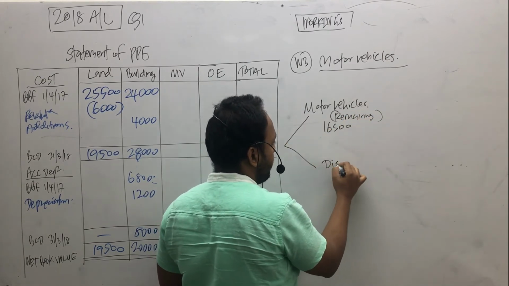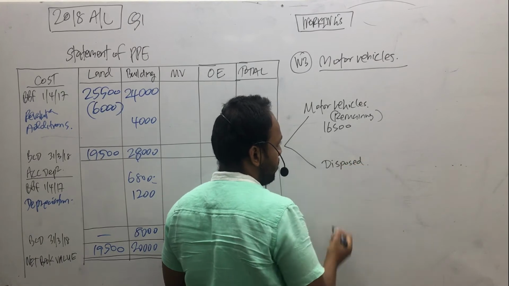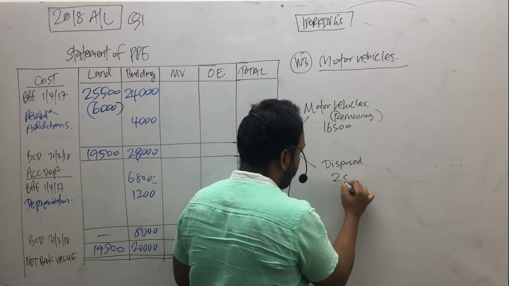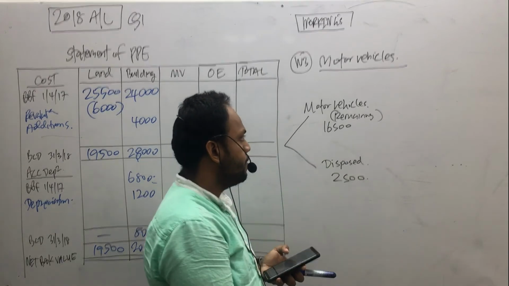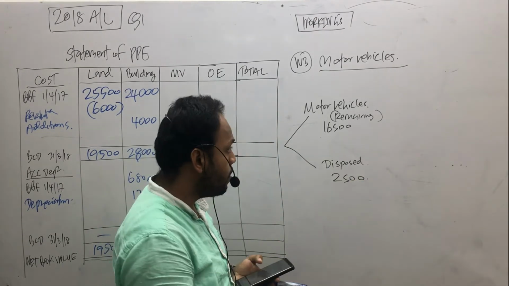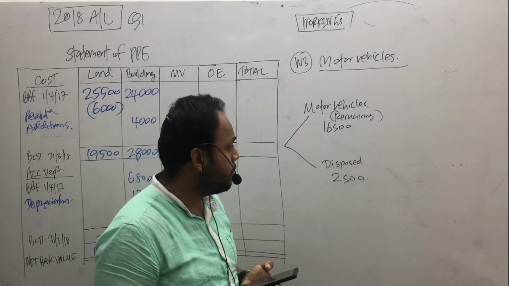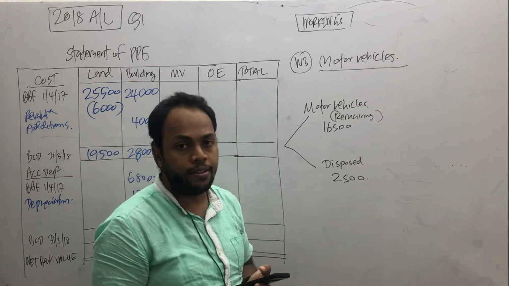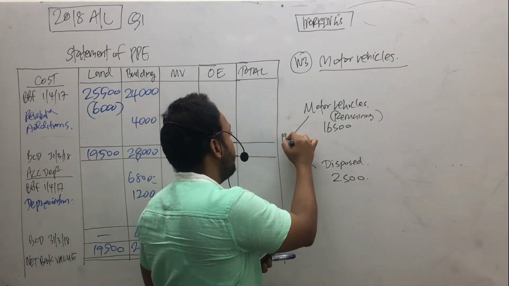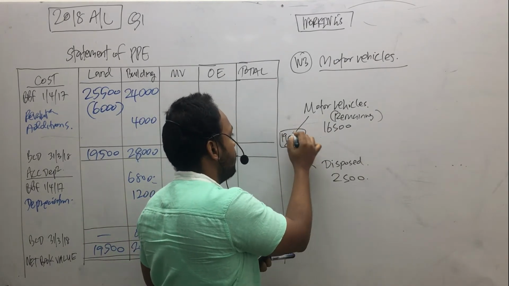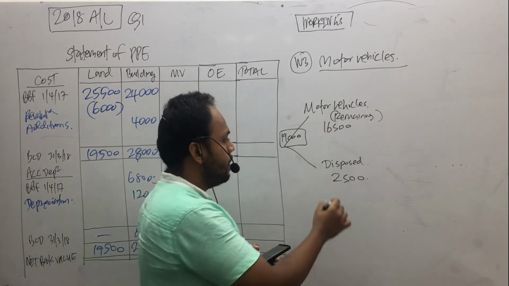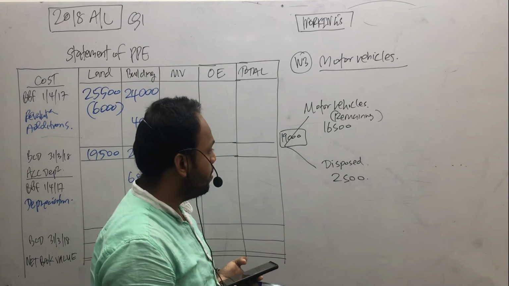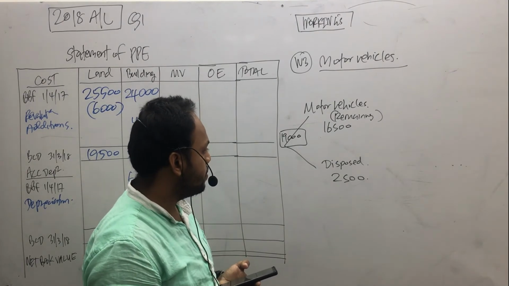And the disposed vehicle cost is 2,500. So total at the beginning of the year, this company had a total of 19,000. They had 19,000 worth of vehicles. Disposed 2,500, remaining 16,500. Right?